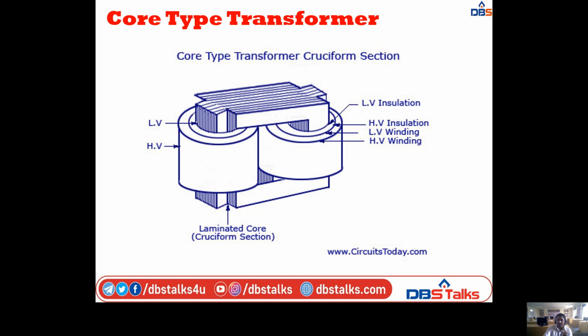It consists of LV and HV. LV means low voltage side and HV means high voltage side. At the bottom we have the laminated core, that is the magnetic core. On the right side we have high voltage insulation, low voltage insulation, LV winding and HV winding. These windings are all given to a considerable part of the core. This is the core type transformer with a cruciform section.